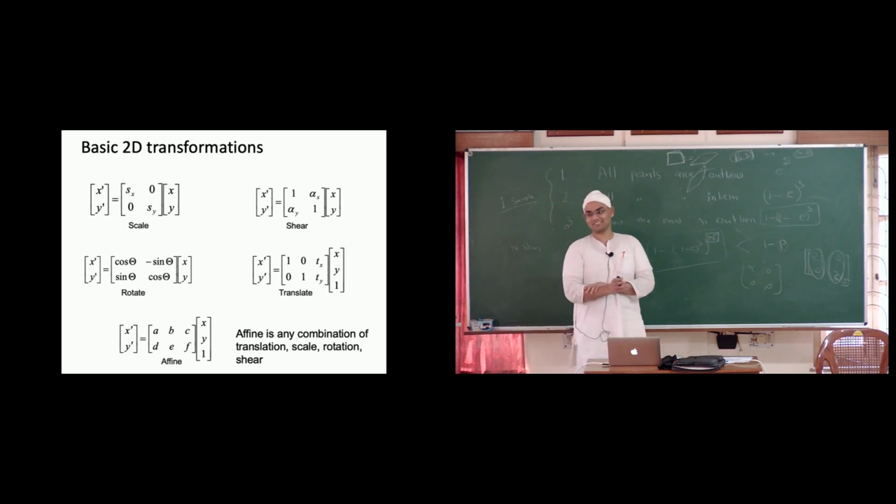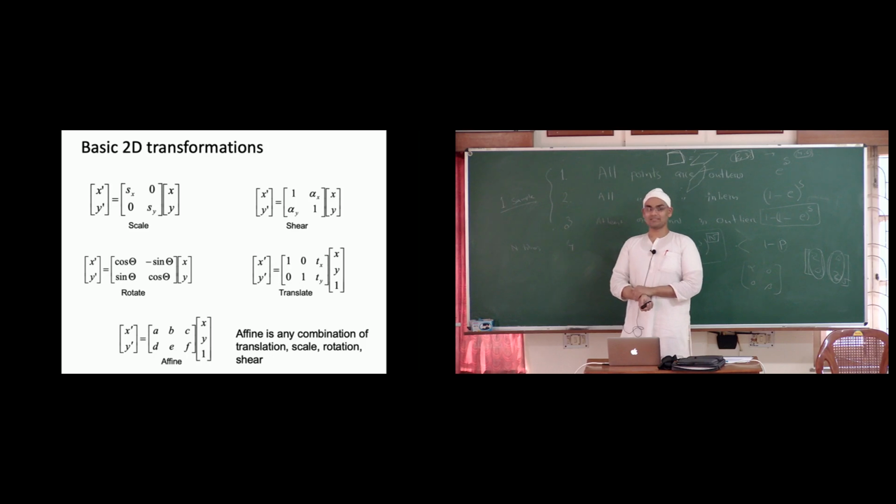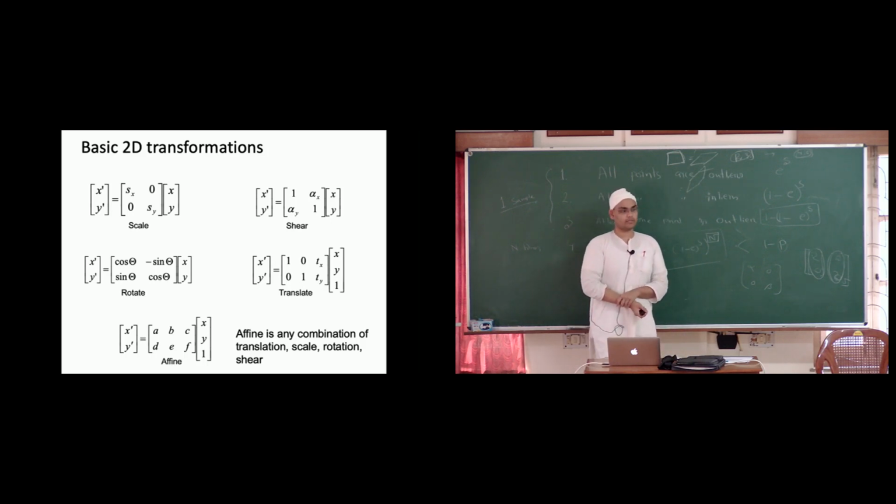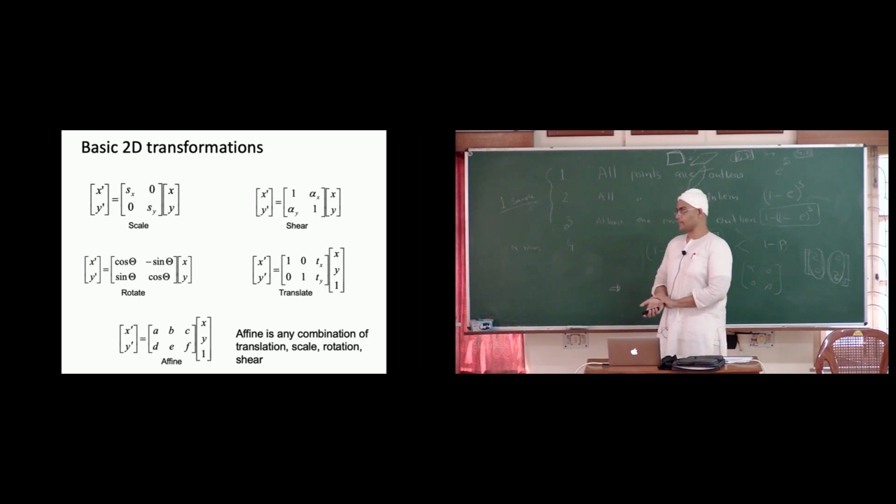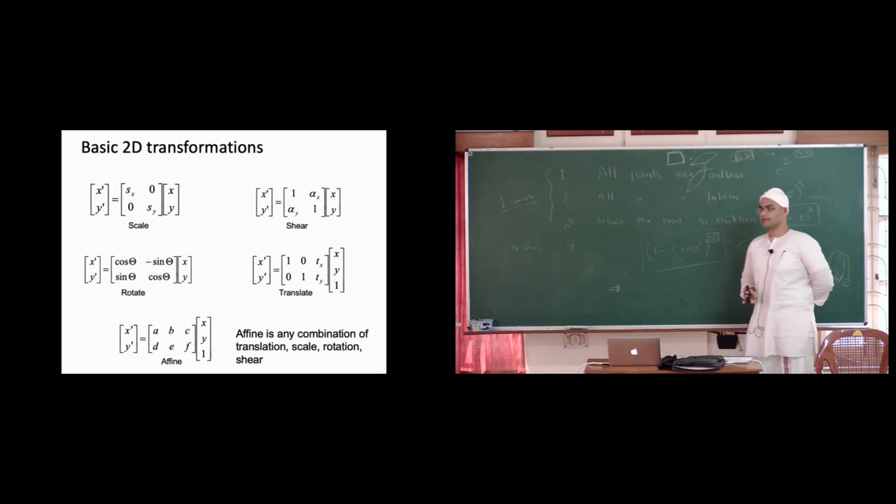Don't worry. So in case of affine, there will be 6 parameters to match. And in case of perspective, there will be 8 parameters, not 9 actually, 8. Why 8? We will see that again. Why not 9? 8. Okay?